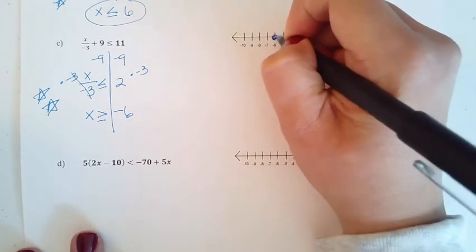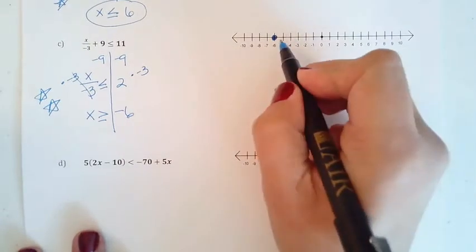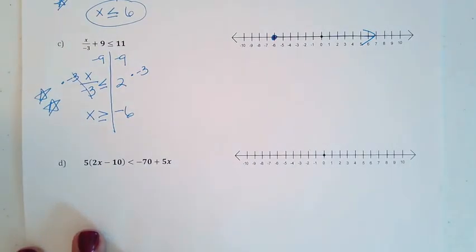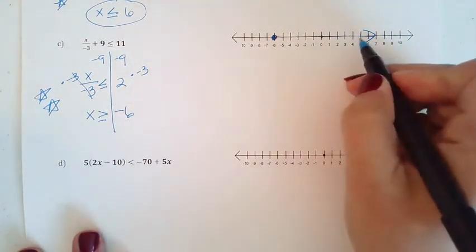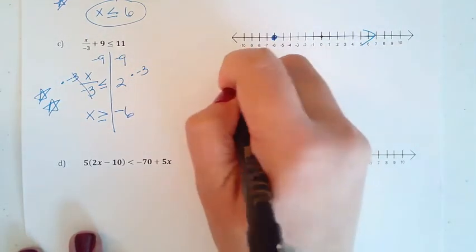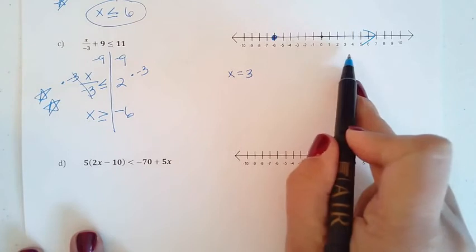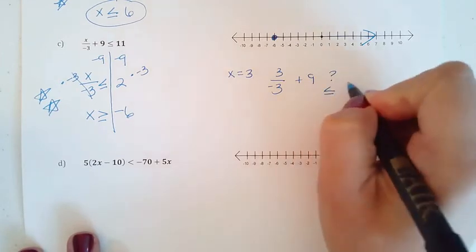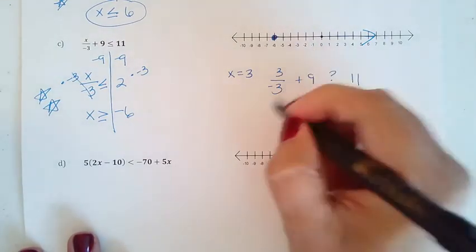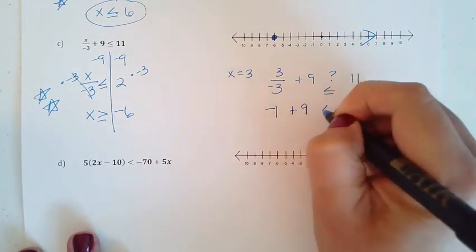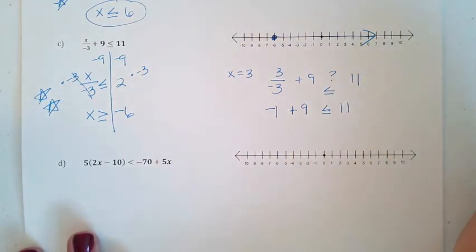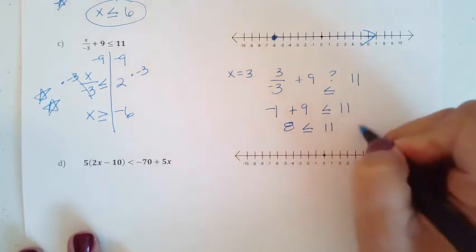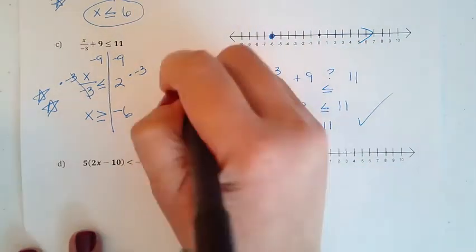It's an equal to, so it's a solid line, or a filled in circle. And then I'm looking at greater than. And you can always test this, by the way. If I pick any number up here, let's pick 3. If I plug in 3, it better work because it's in the solution set. So 3 over negative 3 plus 9, is that less than or equal to 11? Well, 3 divided by negative 3 is negative 1 plus 9. Is that less than or equal to positive 11? Negative 1 plus 9 is positive 8. And yeah, that's true. And you could check a couple different answers.